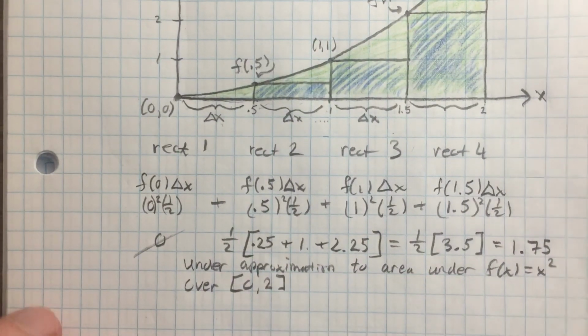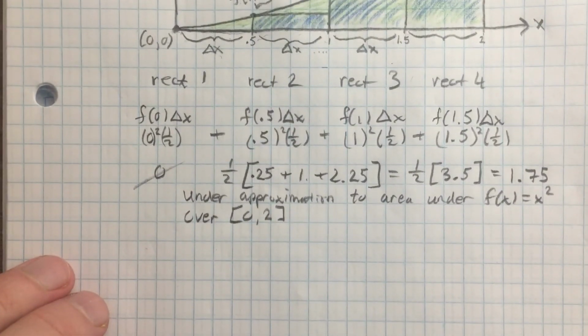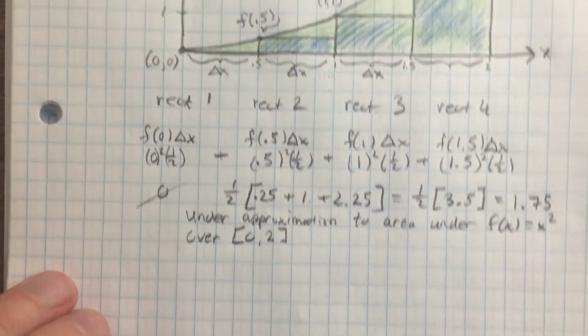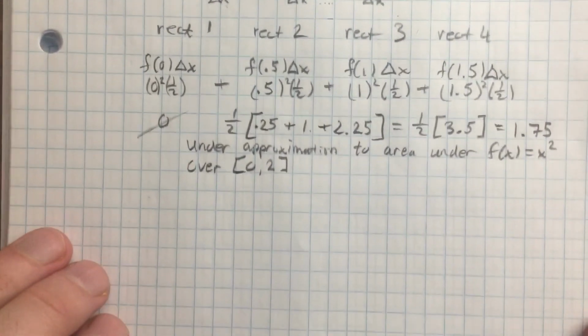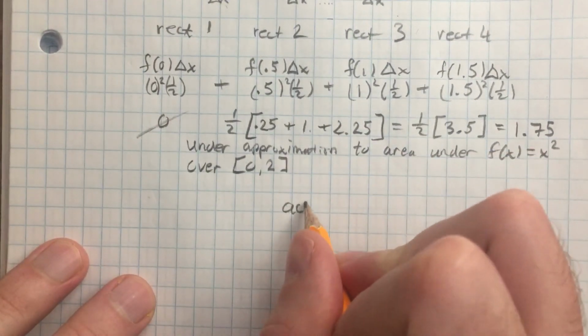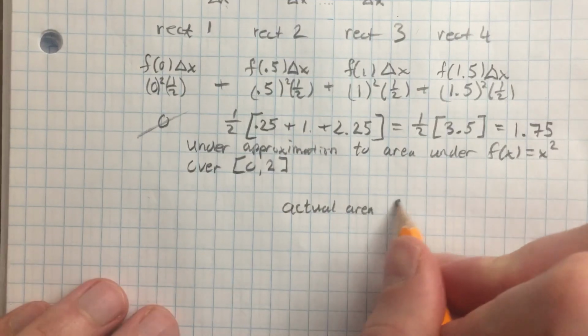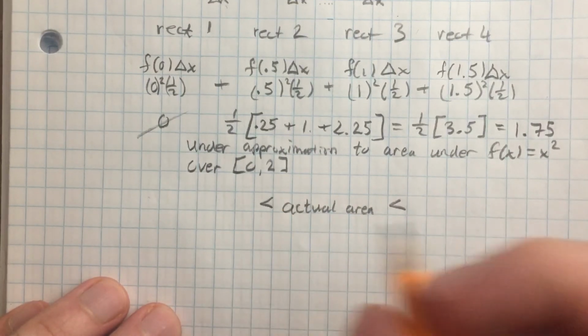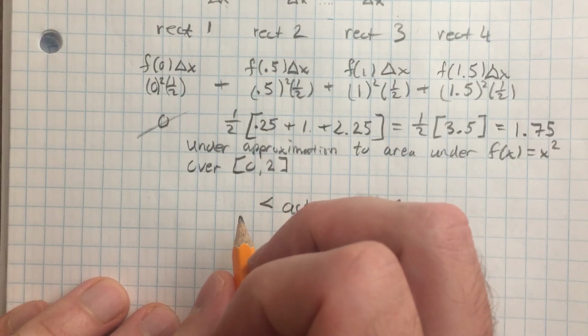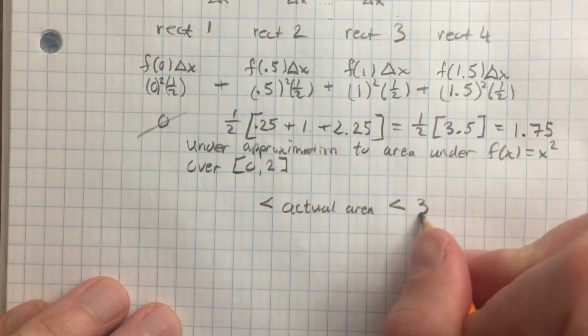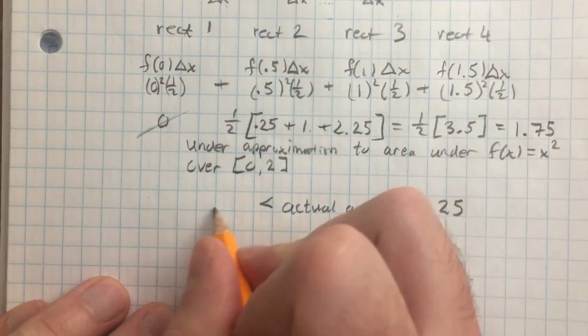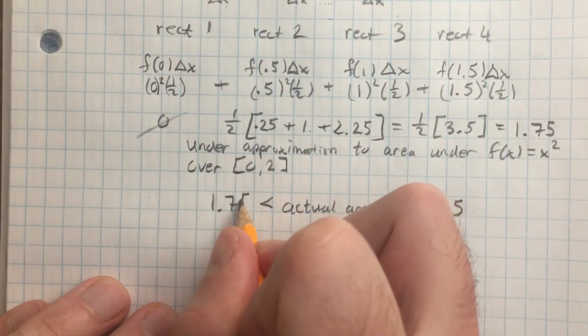So at this point, we have a little bit more knowledge about the actual green area back here. We know that the actual area, just from these crude approximations, is somewhere between, what was the last one? 3.25 was our over approximation, and 1.75 was our under approximation.